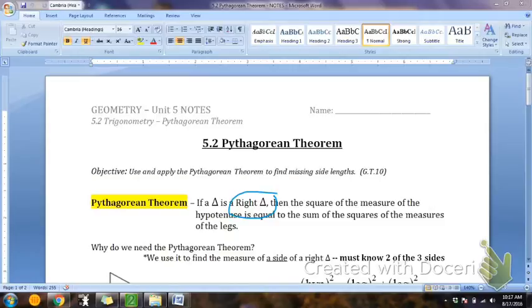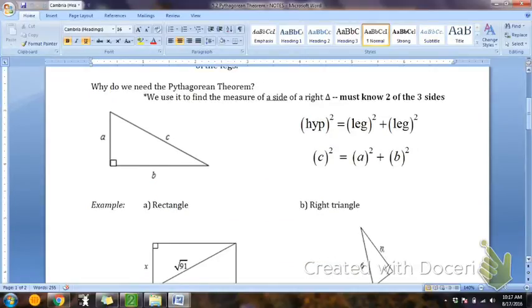The Pythagorean Theorem deals with side measurements. So when it says here, we use it to find the measure of a side of a right triangle, we're using the Pythagorean Theorem for sides, not for angles. All right, so in this lesson, we're not going to deal with angles at all, just sides of right triangles. Okay, so the Pythagorean Theorem deals with a triangle, and each side of the triangle has a special name.